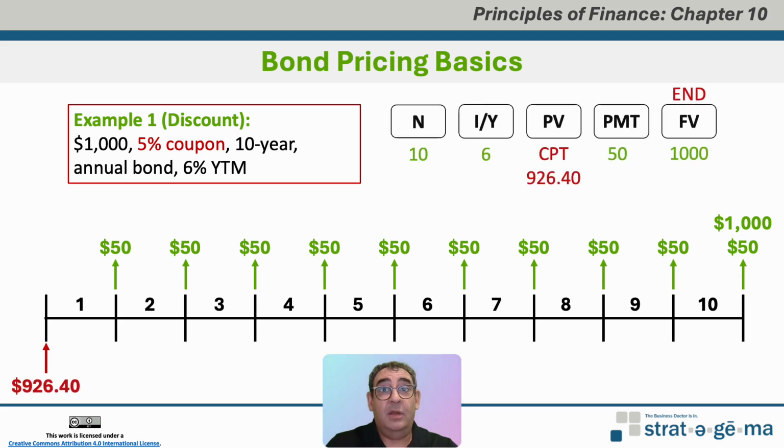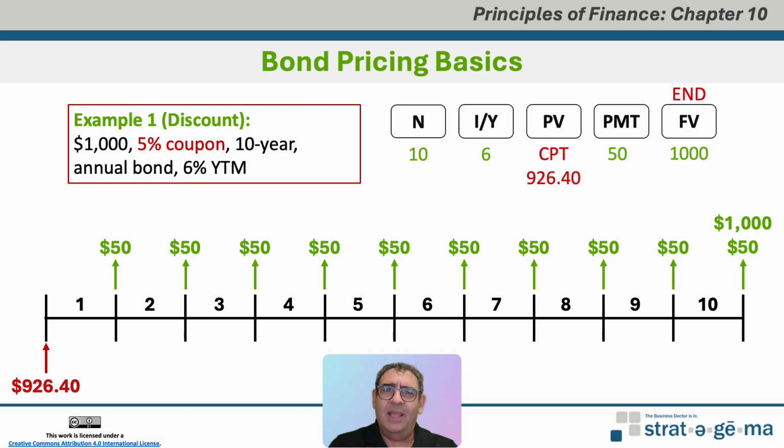If you use your calculator, we go from left to right, 10 N, 6 I/Y, 50 PMT, and 1000 FV. You should end up computing PV to be 926.40. And for all of these, your calculator should be in END mode. Now, you'll notice that the present value is 926.40. Well, that's less than the $1,000 face value of the bond. This bond sells at a discount.